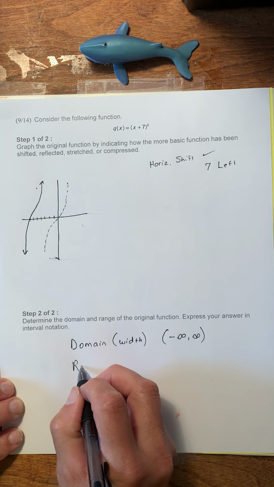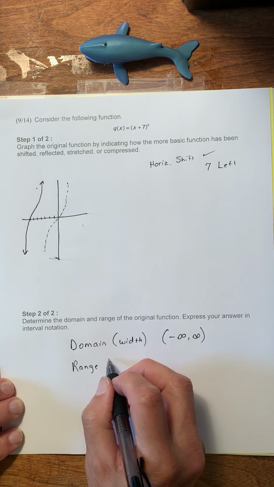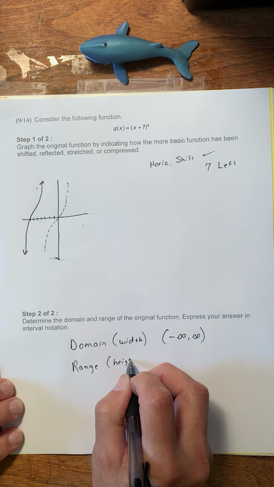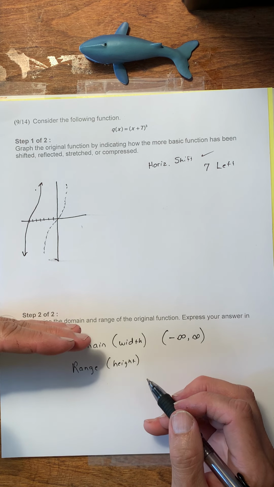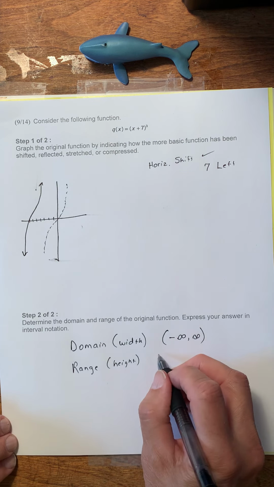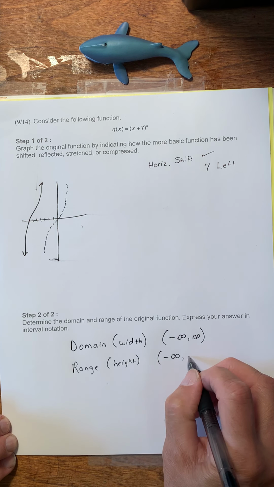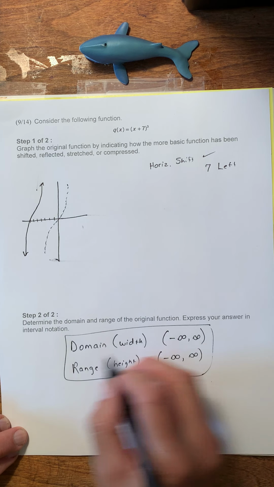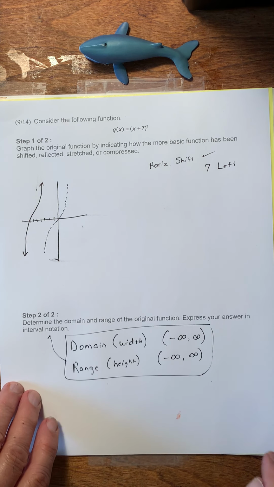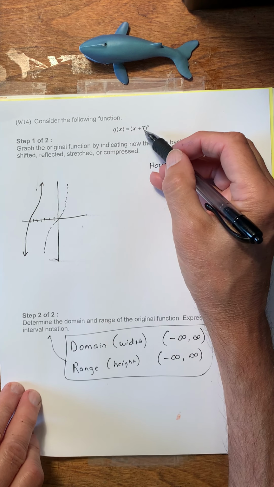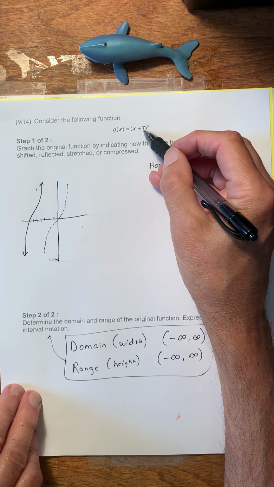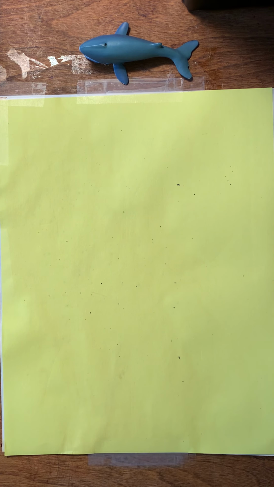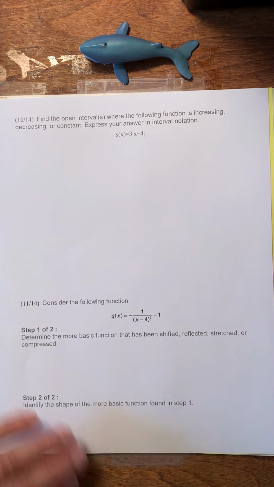The range, the height of the thing, that's easier to determine with this picture. It obviously goes from as far down as you want to go to as far up as you want to go. -infinity to +infinity for both these guys. So there it is in interval notation. This guy, just one transformation, a shift of 7 to the left. Lots of problems, huh? All right.